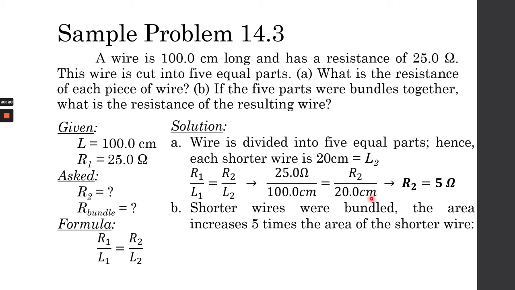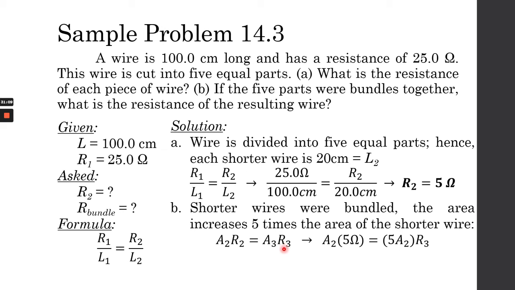Tama? So, papaano natin kaya solve kung ano yung bagong resistance kapag pinagsama-sama mo yung limang shorter wire na yon? So, we can use yung previous equation na ginamit natin kanina. So, ito yung A2 is yung area ng R2 nung 20 centimeter wire mo and yung resistance niya which is 5 ohms. And yung A3 is yung area ng limang wire na pinagsama-sama mo. And we know that A3 is equals to 5 times the area of the shorter wire. So, ibig sabihin, A3 is equals to 5 A2.